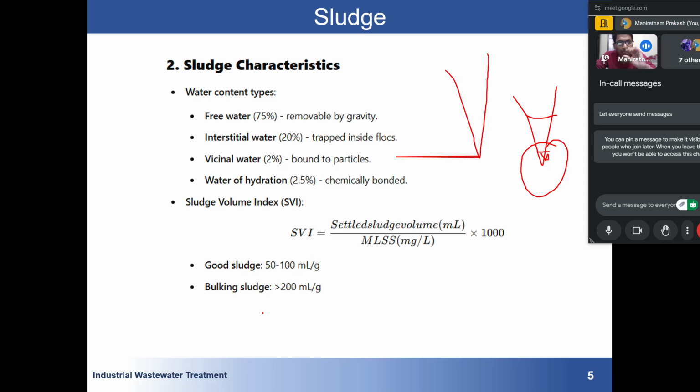Bulking sludge means a high amount of organic matter is there, and the particles are not settling. So the treatment of that kind of sludge will be very difficult. That's why it is known as bulking. And why is it bulking? There are several reasons, and one of the reasons is too many colloidal particles, or too much bacteria, or too many filaments. That's why those particles remain suspended in the water. Okay, so that's why it is known as bulking sludge.